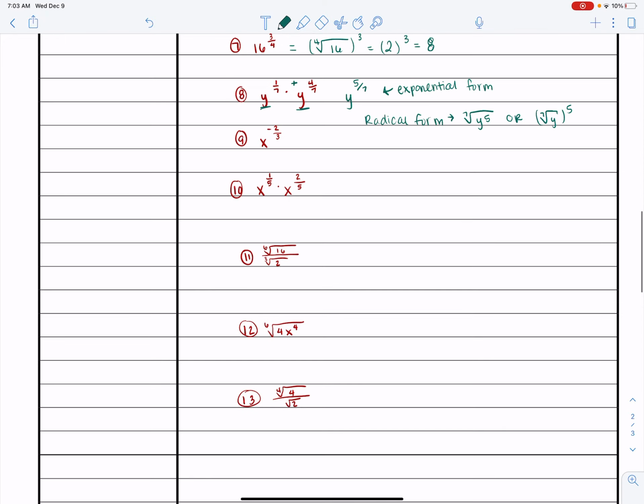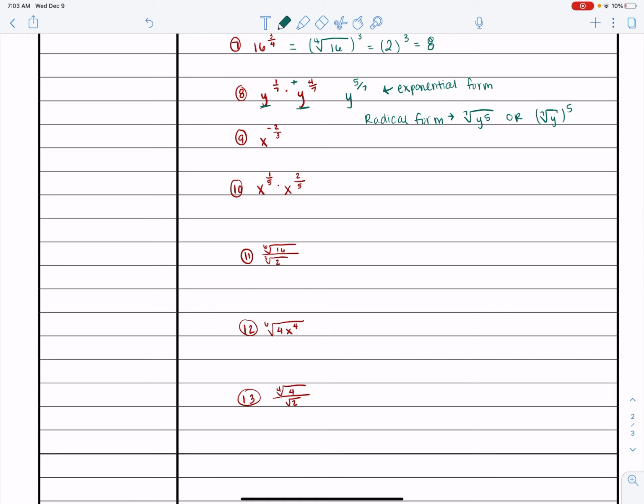All right, so if I have x to the negative 2/3 power, I did not mean to write this one on your notes. Get rid of this one. This one kind of brings up an extra rule that we just don't need to know yet, okay?